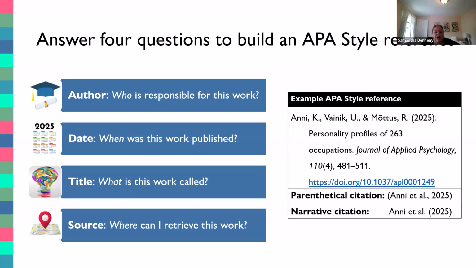So I know it gets a lot more complicated when maybe you don't have an author, or things might seem like they're kind of pushed around in different places. But really what we're coming down to is how can you help your reader get to that source and understand how you came to your conclusions? So it really is going to come down to the basics of author, date, title, source, even if it seems much more complicated at the outset.